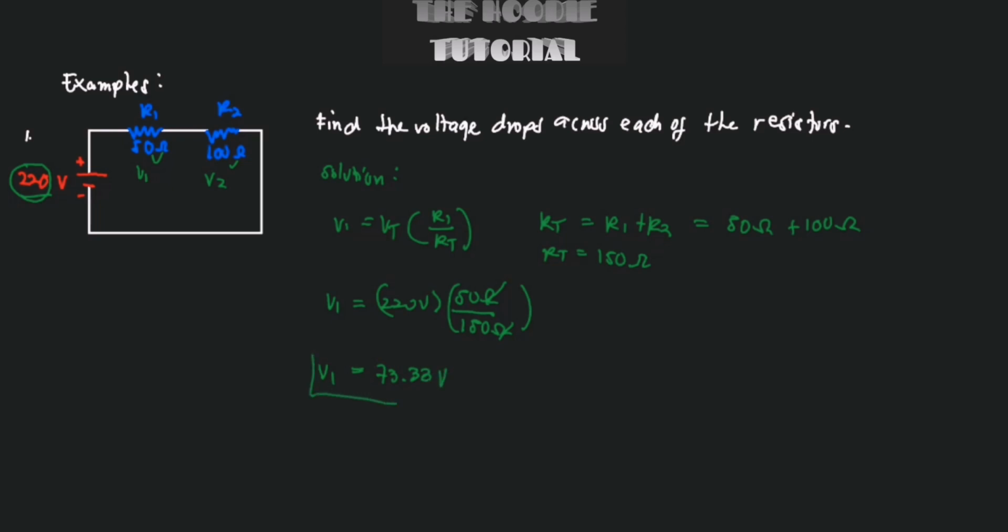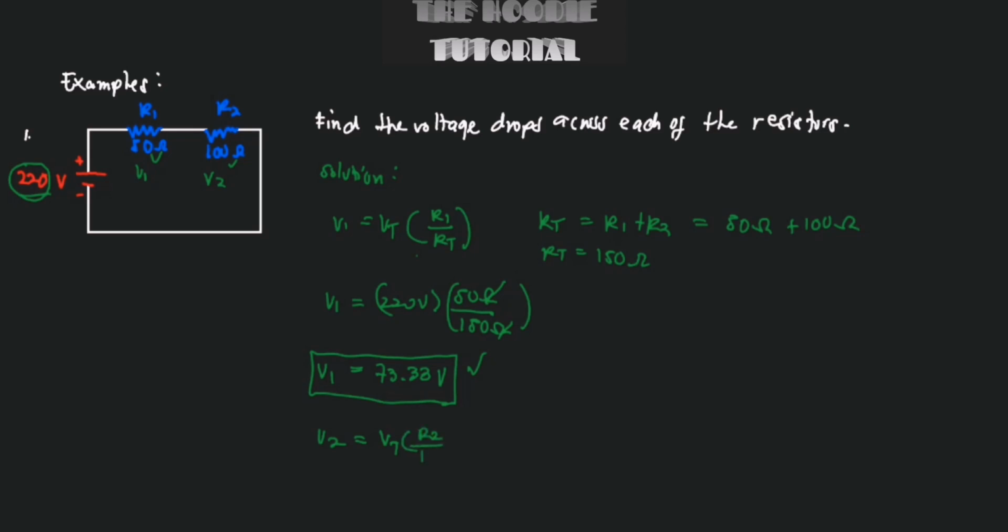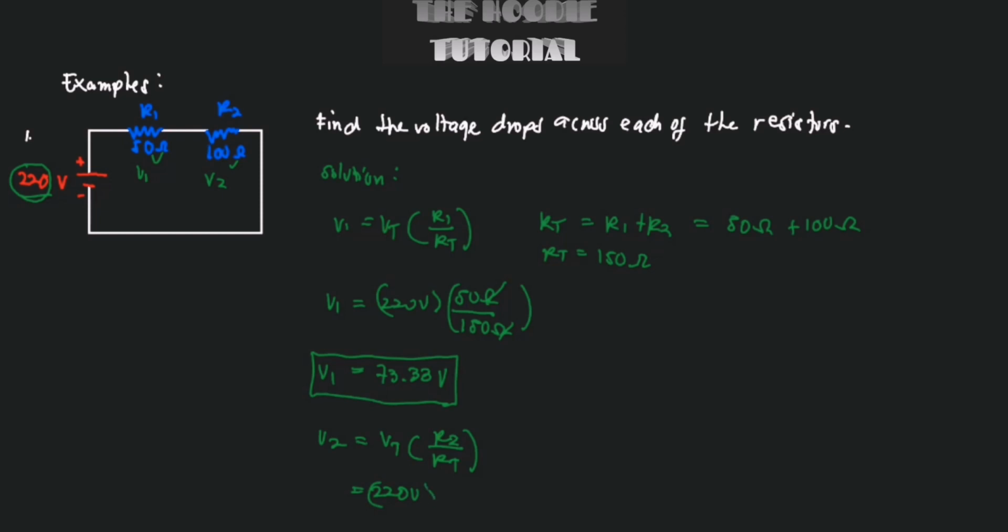So we have now V1, which is the voltage drop across R1. How about the voltage drop across R2, or V2? The same as with V1, that is VT multiplied by R2, divided by RT, since the voltage drop of resistance 2 occurs at R2. So let's find that: 220 volts, R2 is 100 ohms, and RT is 150 ohms.